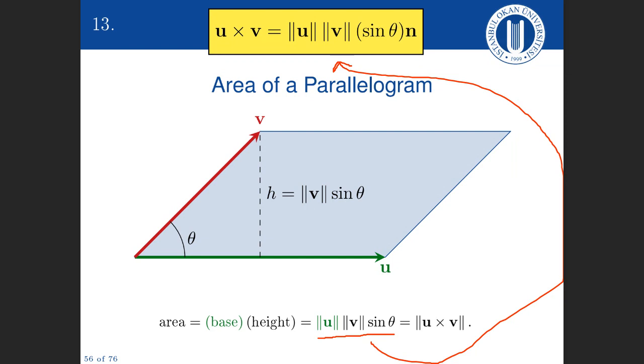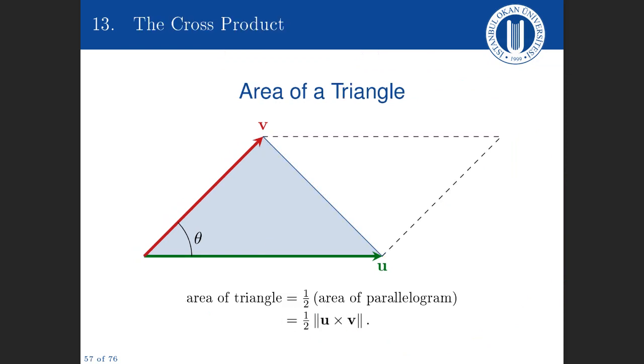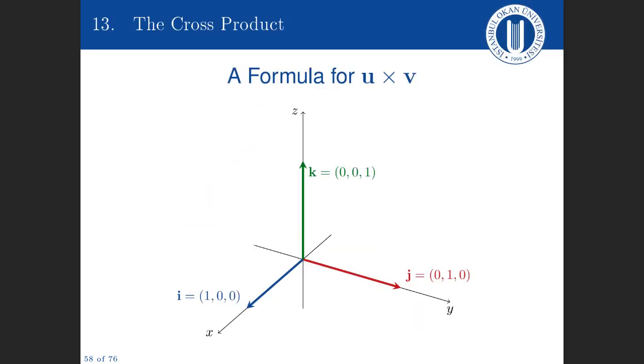Rather than parallelograms, I'm more interested in triangles. From this picture, it's straightforward to say that the area of this triangle is a half of the area of the parallelogram. So the area of this blue triangle must be a half u cross v. We'll come back later and use this formula. First, I want to find a formula for u cross v.